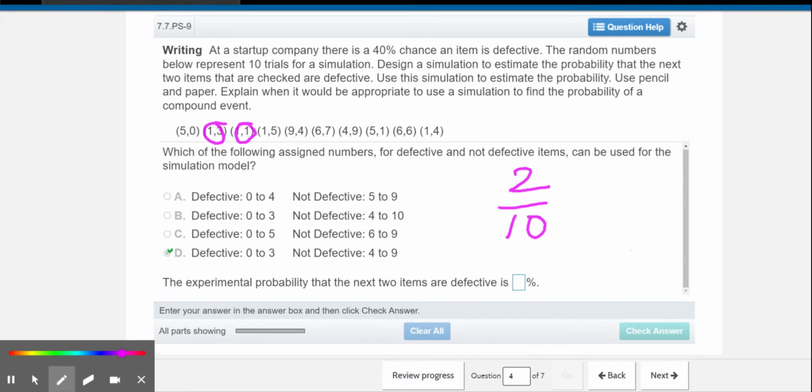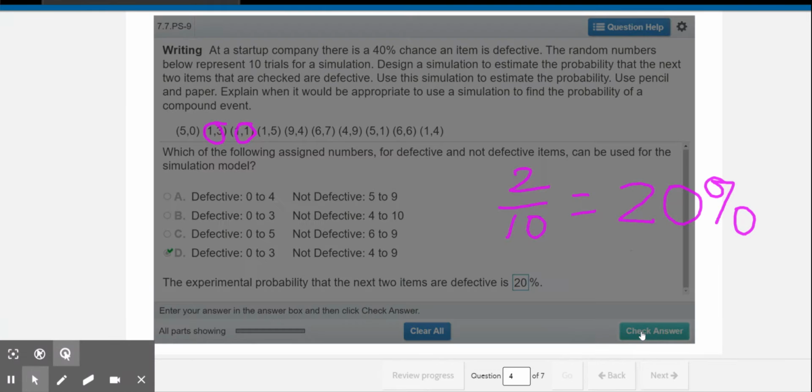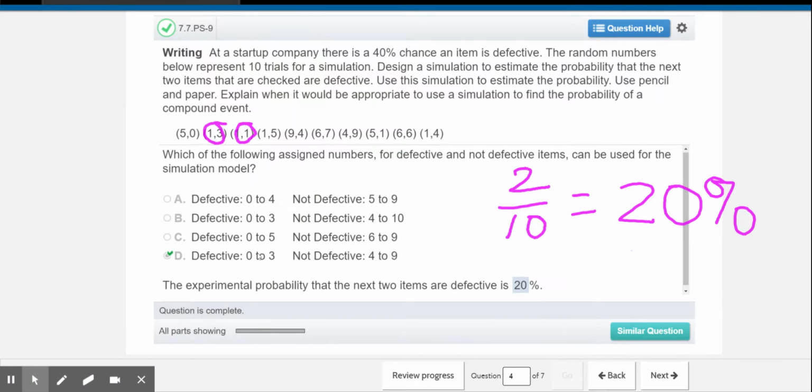So that's 2 out of 10. Again, both numbers needed to be defective, which means they had to be 0, 1, 2, or 3. And 2/10 equals 20%. Put that in, and let's check our answer. Fantastic.